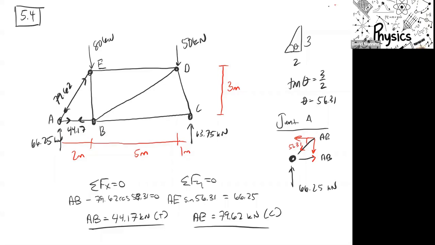Let's do joint E next. This will be the last one we do. I'm going to give you about 5 minutes to do this. Joint E is the one I want you to do. So do joint E, and then we will be done.